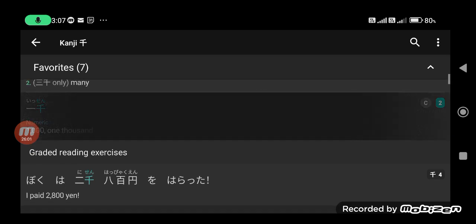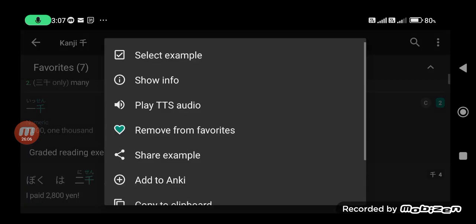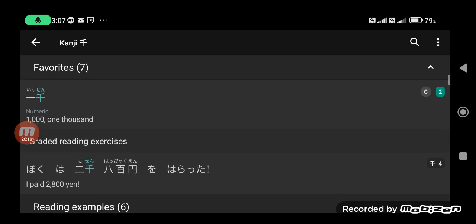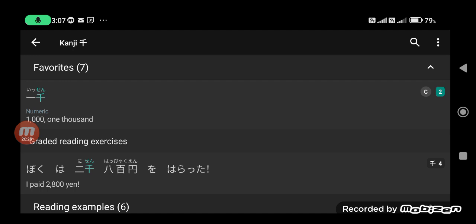For 1,000, most of the time you use sen, but there are times, less frequently, you can also say isen. Isen is also 1,000. But 1,000 as in cash is sen. Sen-en is enough, or sen. But there are times that isen is also correct.